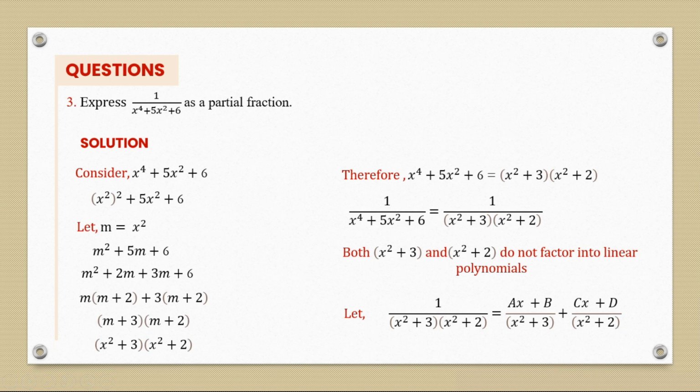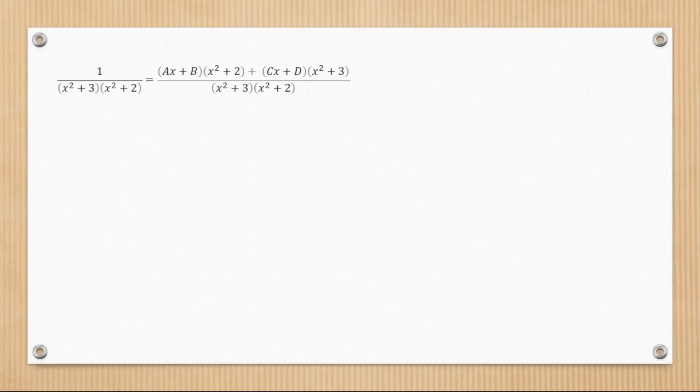So now we're going to need to find a, b, c, d. This is a unique example because we have very many unknown constants, but this is still doable. So actually, let's first find the LCM. The LCM is x squared plus 3 times x squared plus 2. When you divide this by x squared plus 3, we get x squared plus 2 and multiply it up here.